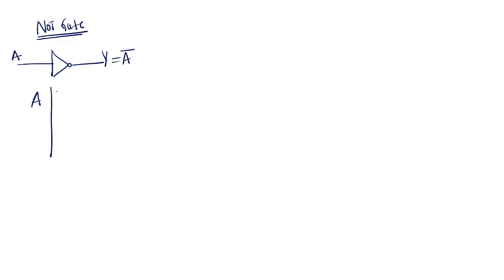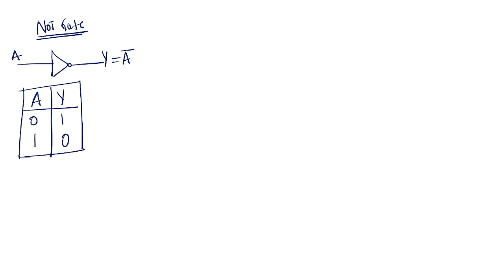So first we'll see the logic gates. First gate is NOT gate. This is the symbol for NOT gate. Input is A, Y equal to A bar. Coming to the truth table, A and output Y: input is 0, output is 1; input is 1, output is 0. Complement of input is nothing but output.